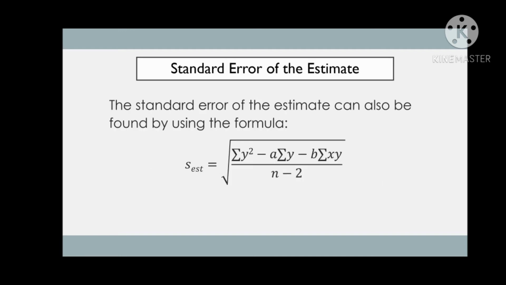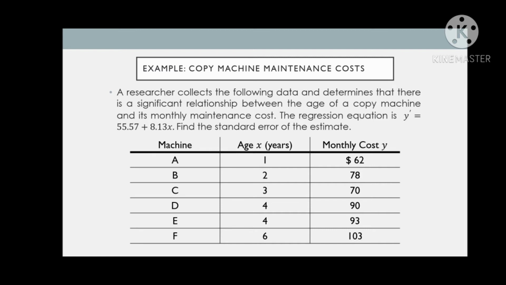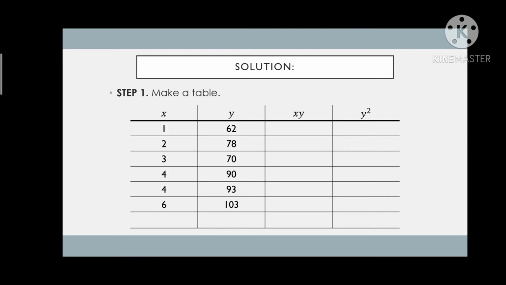And also, the standard error of the estimate can be found by using the formula S sub EST equals the square root of summation of y square minus a times summation of y minus b summation of x and y, all over n minus 2. With the same example, the copy machine maintenance cost, let's solve for the standard error of the estimate using the second formula. Consider the following steps.